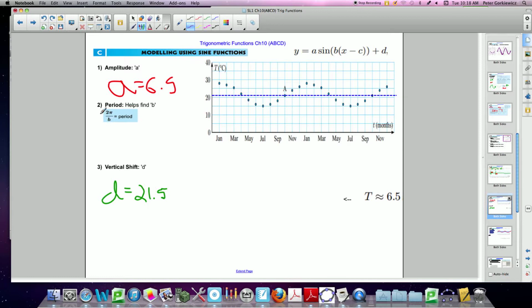This is the next toughest one, and then we'll find C. So the period helps us find B. Let's look at how long it takes this thing to oscillate. Well, it goes from maximum to maximum in a year.